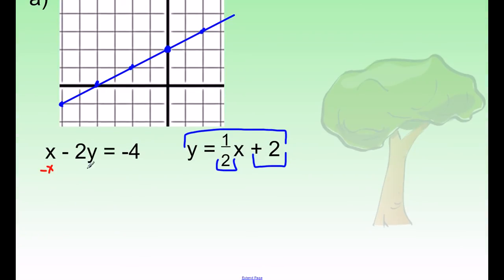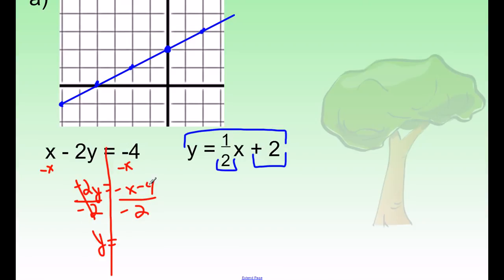So I'm going to subtract x. Negative 2y equals negative x minus 4. Divide both sides by negative 2. Y equals, all right, negative 4 divided by negative 2 is a positive 2. And this negative 1x over negative 2, this doesn't divide evenly, but I can simplify it as a fraction. It's just 1/2. Negative divided by negative is positive, so 1/2 x. Okay, so I have my slope, I have my intercept.